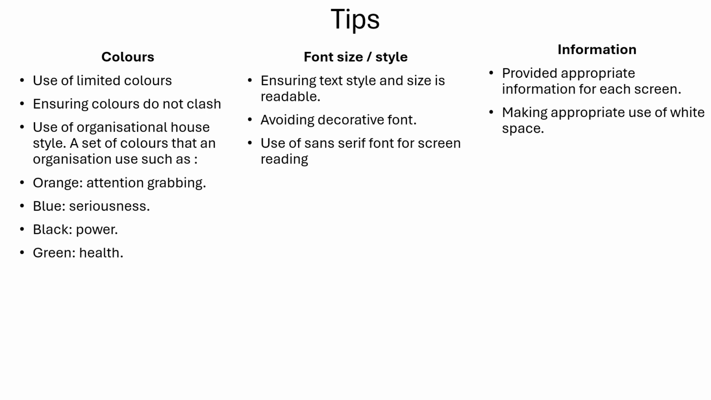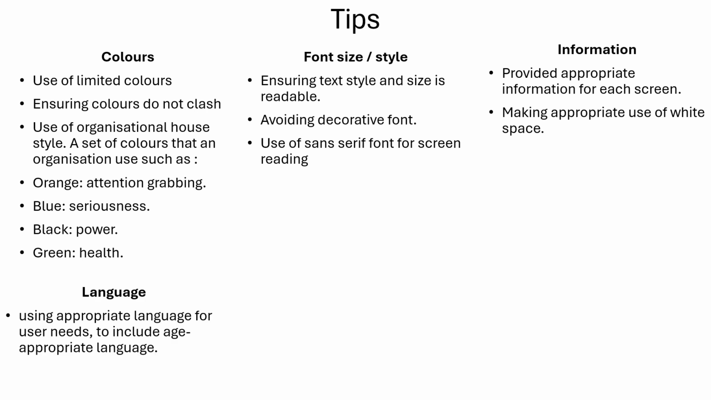The other thing you can reference is when you are providing information, it's providing appropriate information for each screen. So what you don't want to do is include too much information in one screen and very little in another. So there needs to be that consistency where appropriate. And you also want to make use of white space within your design. The language that you use needs to be appropriate. So you need to think about who your target audience is, the kind of language you're using. Does that meet their needs?